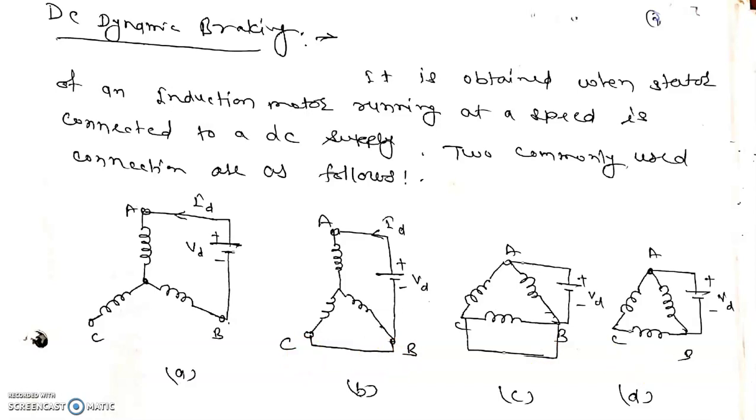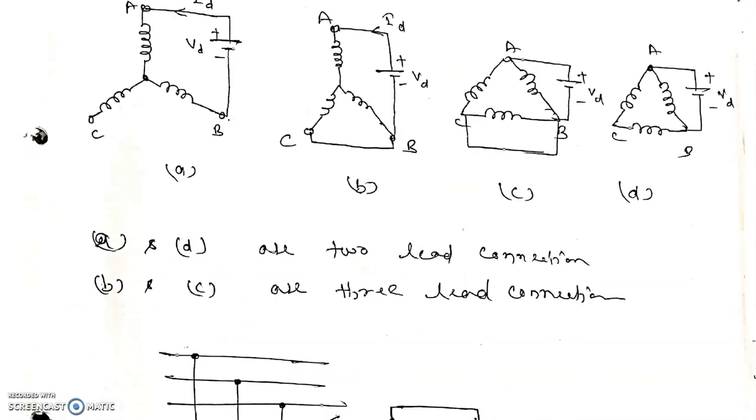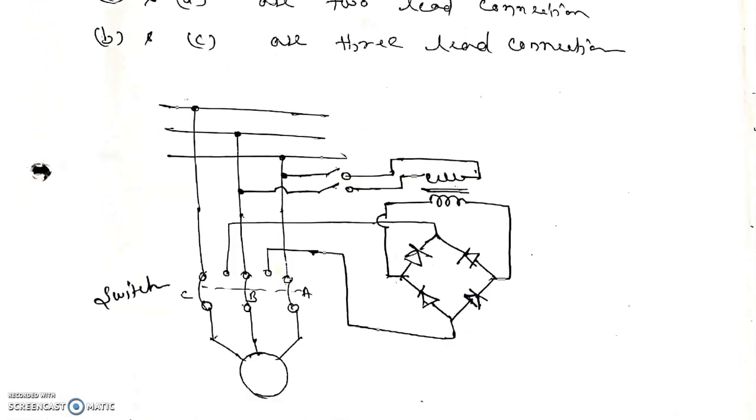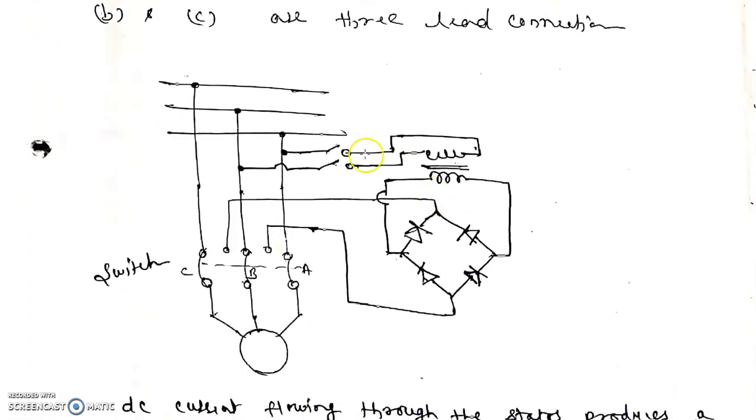On the basis of that, there are two types of connection: two lead connection and three lead connection. Connections A and D are known as the two lead connection, while connections B and C are known as the three lead connection. Here is the circuit showing how we can generate the DC supply and give it to the stator of the induction motor drive. There is a single phase transformer which takes the supply from any two phases, and a rectifier circuit. From the rectifier we can take the DC supply, which can be connected to any two phases.